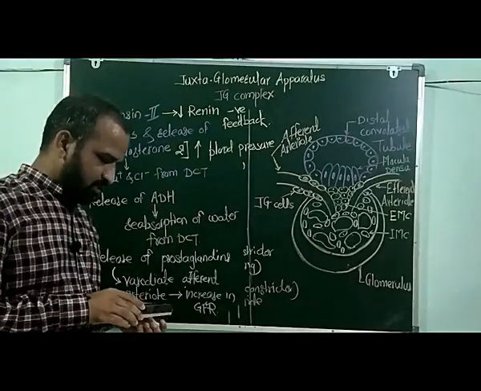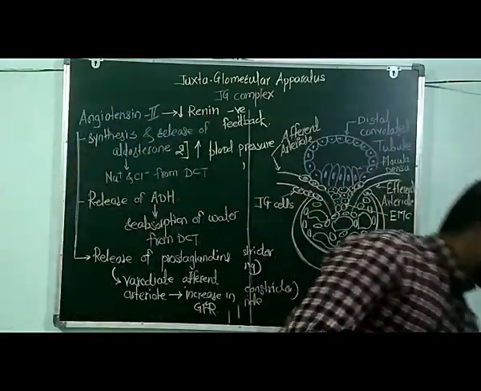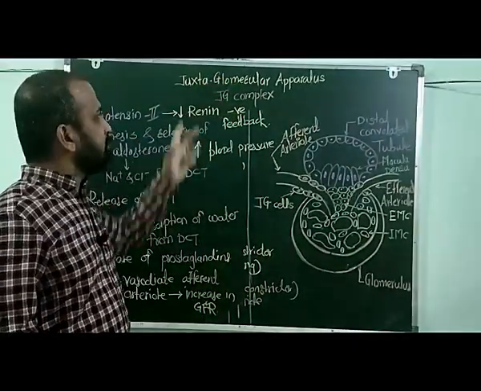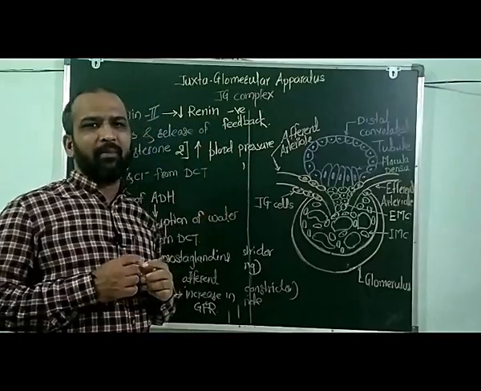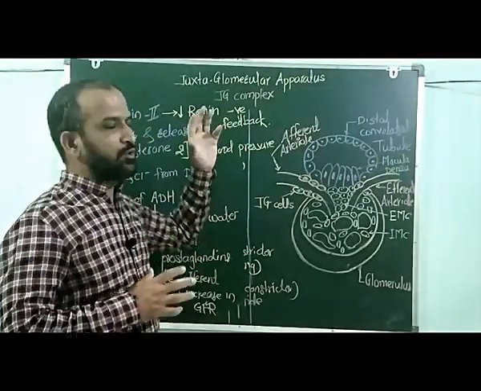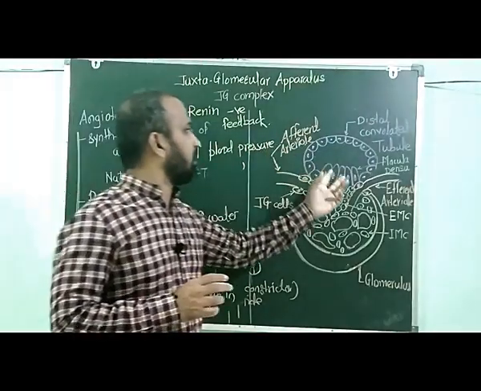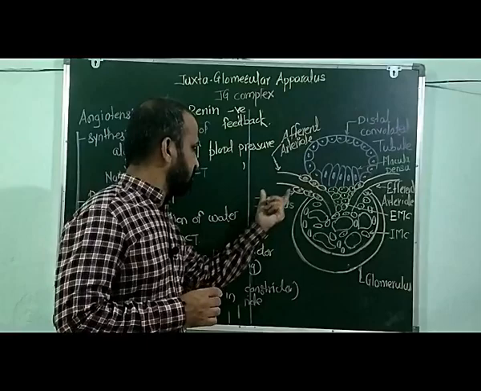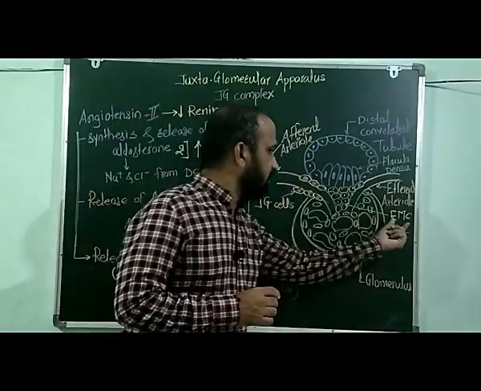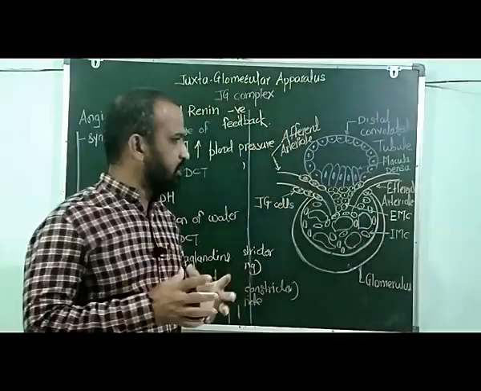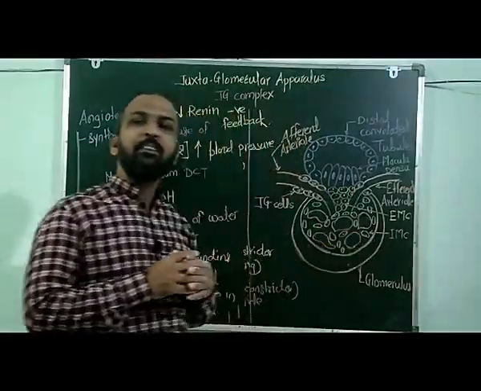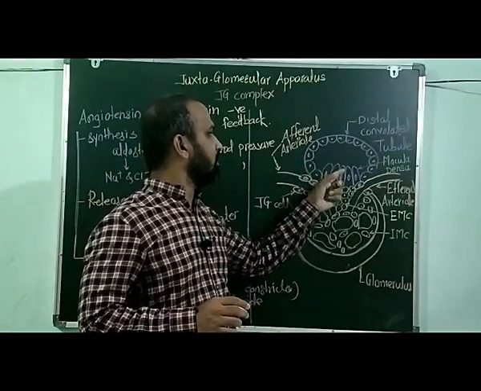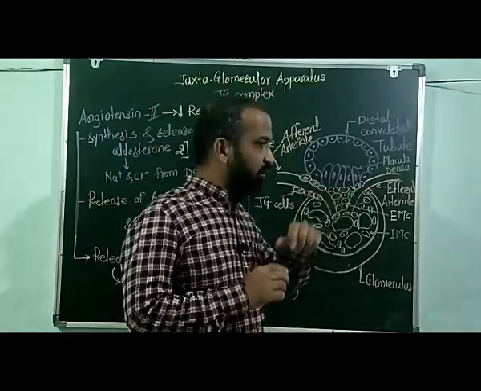Okay, we will revise it once again. The Juxta Glomerular apparatus, or the JG complex, consists of 4 types of cells. The first one are the macula densa cells, which are present in the distal convoluted tubule. Second one are the JG cells, which are present in the afferent arteriole. Third one is the extramesangial cells, or Polkissen cells, or the Lacis cells, and the last one are the intramesangial cells. The macula densa cells are tall, columnar, narrow cells with a centrally placed nucleus.